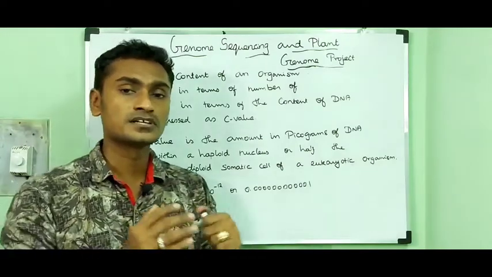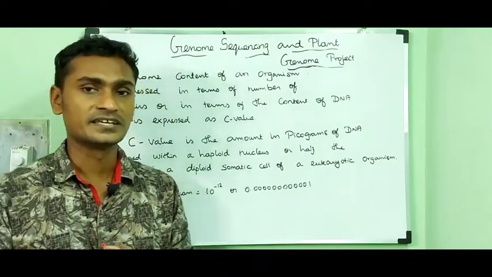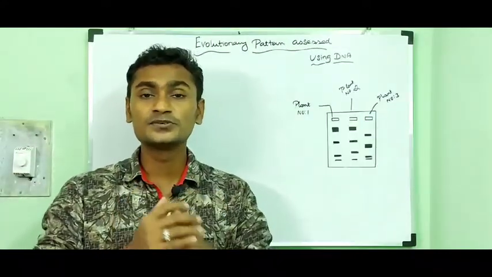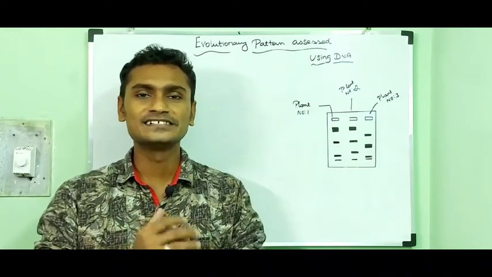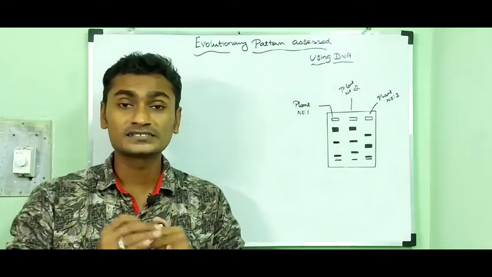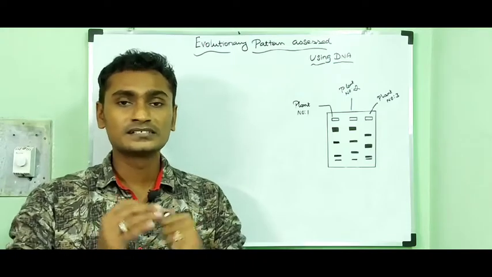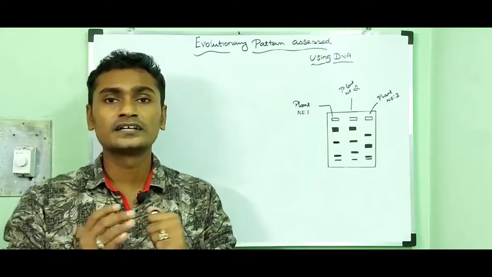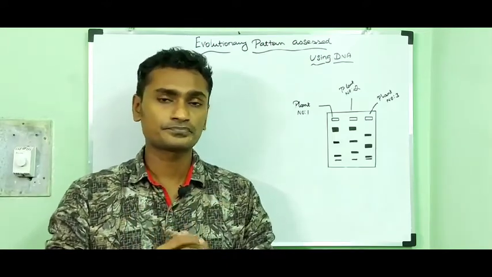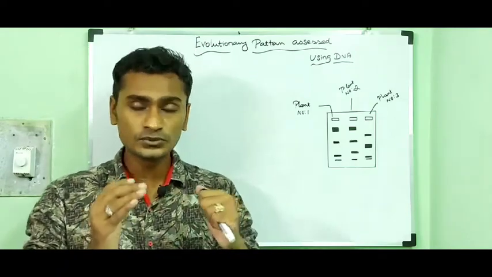Next, I am going to tell about evolutionary pattern assessed using DNA. Let me teach you the evolutionary patterns assessed by using DNA. In recent years, the evolutionary relationship between different plant taxa can be assessed by using DNA content. Based on the analysis, the taxa and the relationship are indicated by a cladogram. Such cladogram can tell us the genetic distance between the two taxa.